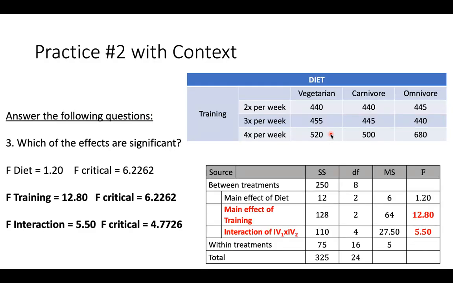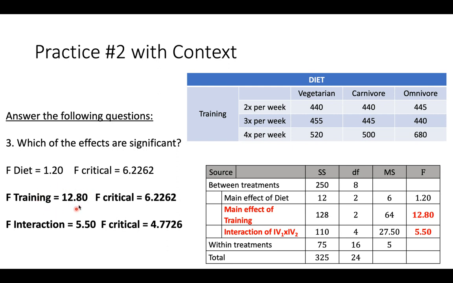So now we need to compare our observed or calculated F values, which we see over here on the left, the F for diet, the F for training, the F for the interaction. We need to compare these numbers to those 3 critical values that we just found. So clearly diet is not significant. Right? Apparently it doesn't matter what diet a powerlifter is on for their bench press. Obviously I made up these numbers.